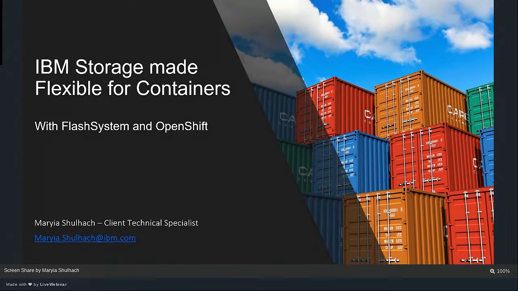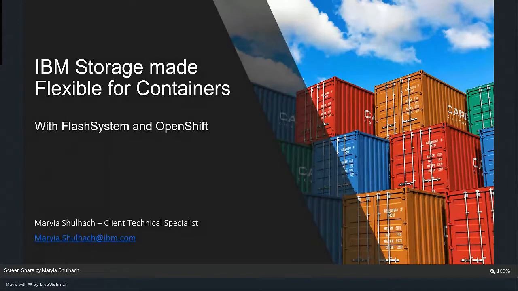Thank you. Okay, so as I was introduced, my name is Maria Schulhecz. I work in IBM in Poland as a client technical specialist in storage. And today, following the topic that Egor started a session ago, we will talk a little bit more about containers and specifically OpenShift containers from the storage perspective and discuss some of the challenges that we can endure during the adaptation of containers in our environment.